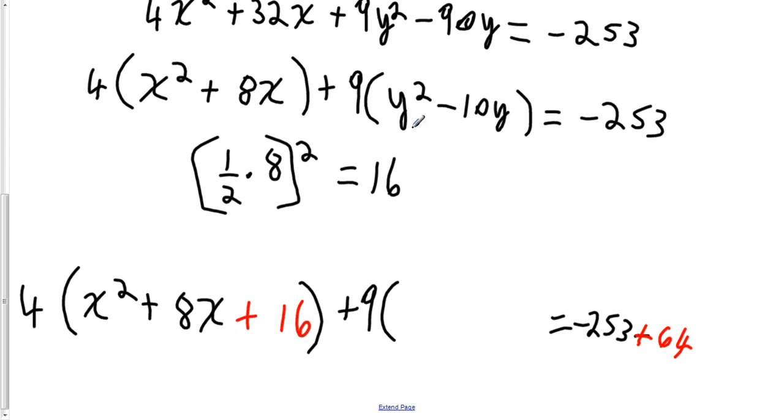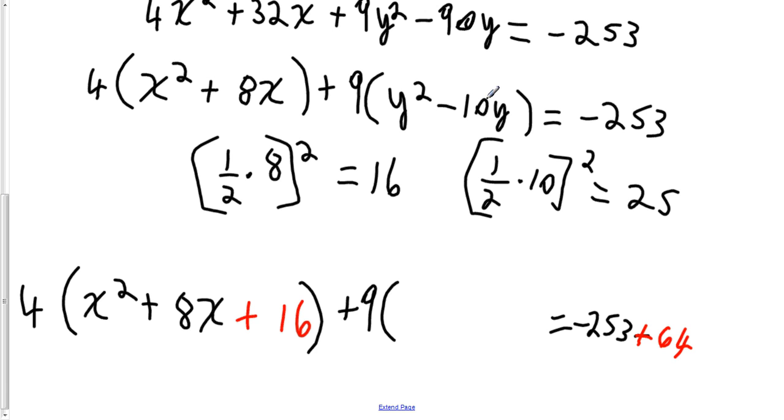And let's see, what do I have to add in here in order to make this into a perfect square trinomial? Well, that's going to be half of this term. Half of this term is negative 5, and then negative 5 squared, so it's going to be 1 half times 10, whole thing squared. Once again, that gives me 25. So that's the number I'm adding inside of the parenthesis here. So on the inside of the parenthesis, I have y squared minus 10y, and I am adding 25.